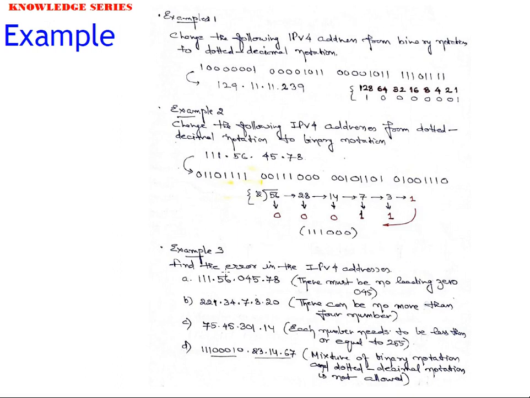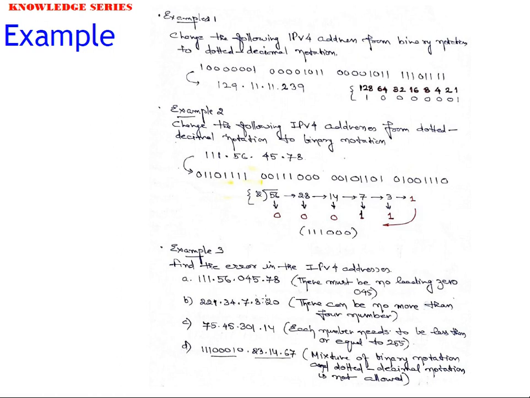Example 3. In this one, we see the errors in an IPv4 address. You have to remember that in decimal representation, you cannot have a leading zero at the start. There must be no leading zeros, as in 045. On 45 you cannot put a leading 0, so it is a wrong way of expressing it, because 0 also indicates binary. That's how it creates an error.